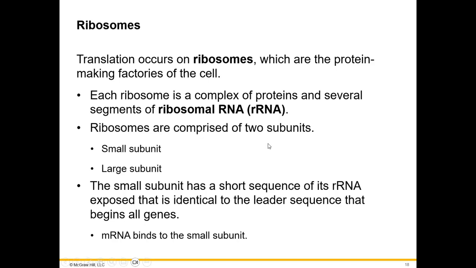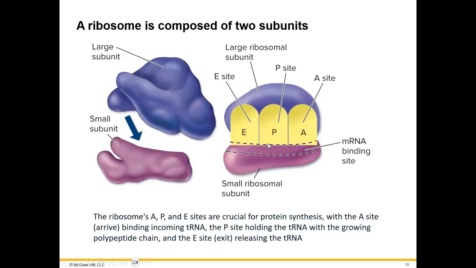Our ribosomes are comprised of 2 subunits. We've got a small subunit and a large subunit. The small subunit has a short sequence of its rRNA exposed that is identical to the leader sequence that begins all genes. So mRNA is going to bind to that small subunit. And here we can see what that looks like. So here's our ribosome. We've got our small subunit, our large subunit, and then this is what's going on inside. So mRNA is going to enter and be fed through the ribosome.